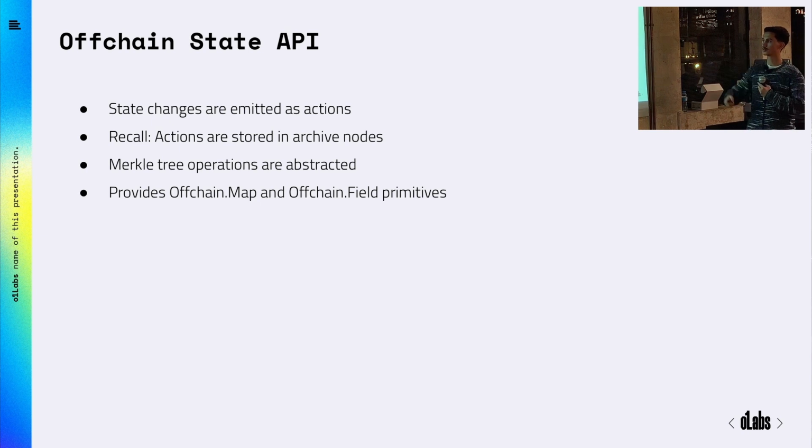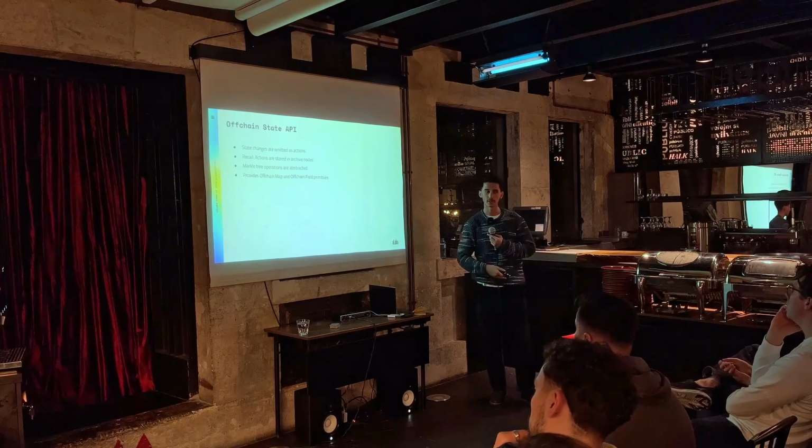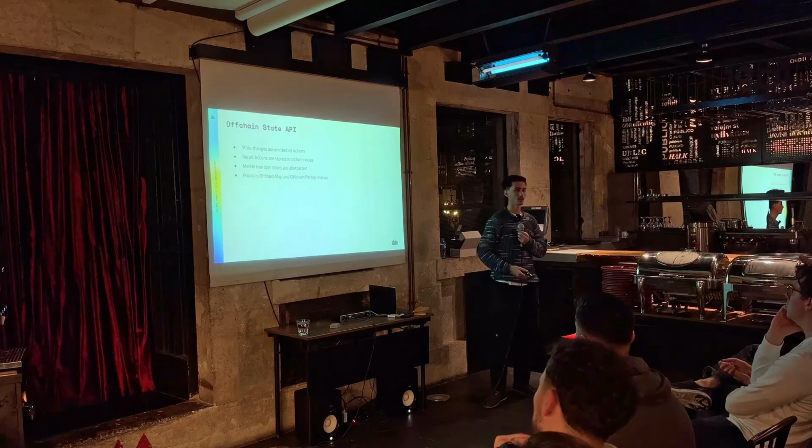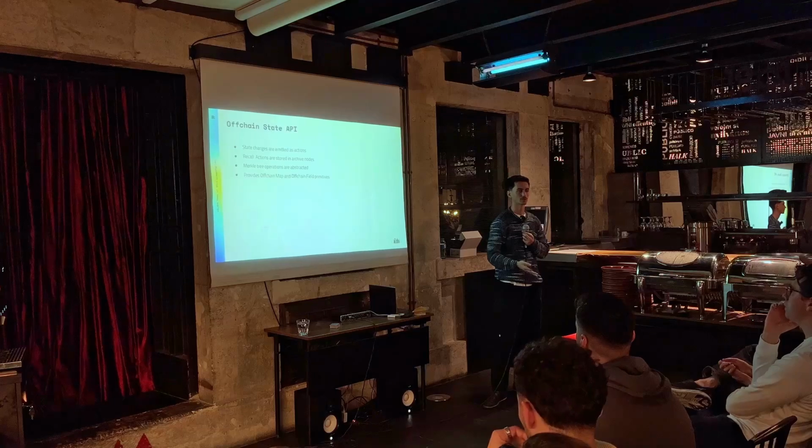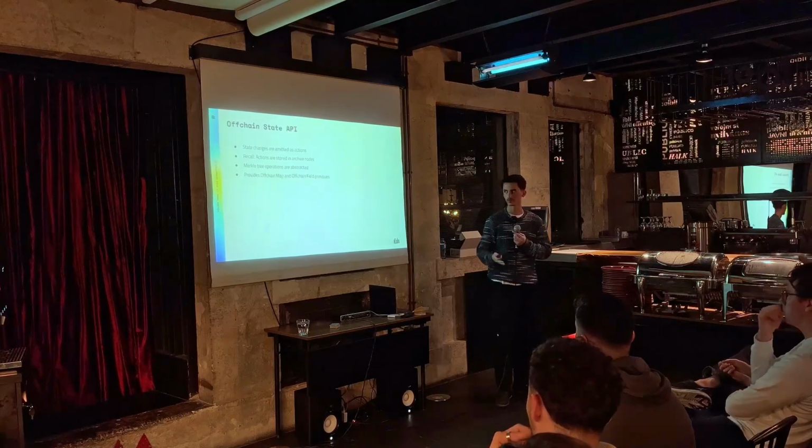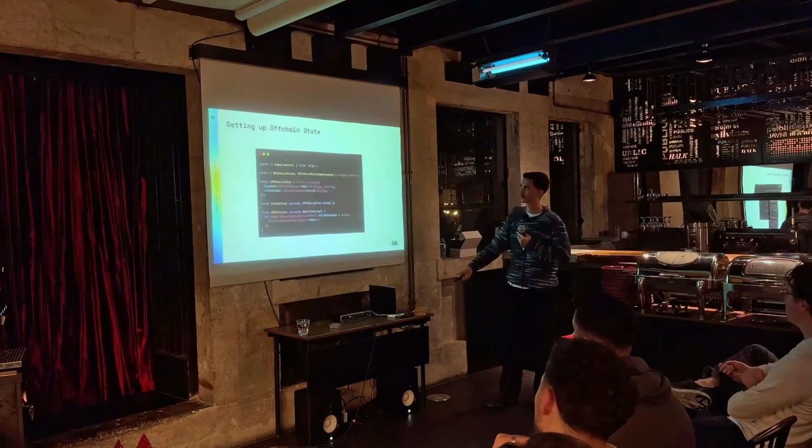And it provides two primitives: off-chain map, which, as the name tells, enables us to have off-chain maps, and the other is off-chain fields, which enables us to store any type of data that can be derived from fields, like UInt64 or anything else.